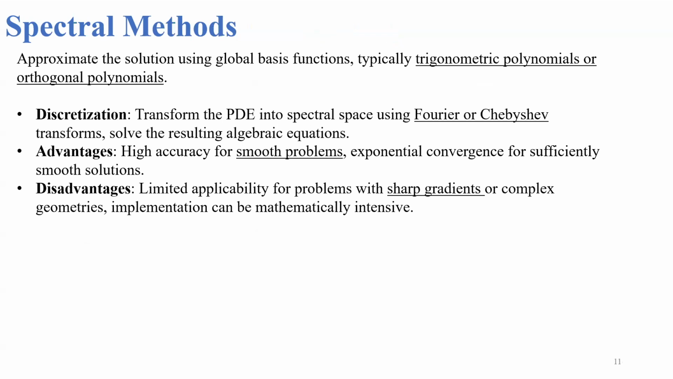Another less used but still very interesting method is the spectral method. In spectral methods, we want to approximate the solution using global basis functions, which typically involve trigonometric polynomials or orthogonal polynomials with sines and cosines. The discretization is performed by transforming the partial differential equation into a spectral space using Fourier or Chebyshev polynomials. The advantage is that it is very smooth because you use the sine and cosine functions. But the disadvantage is when you are trying to deal with sharp gradients, the sine and cosine function based method may not be very reasonable.